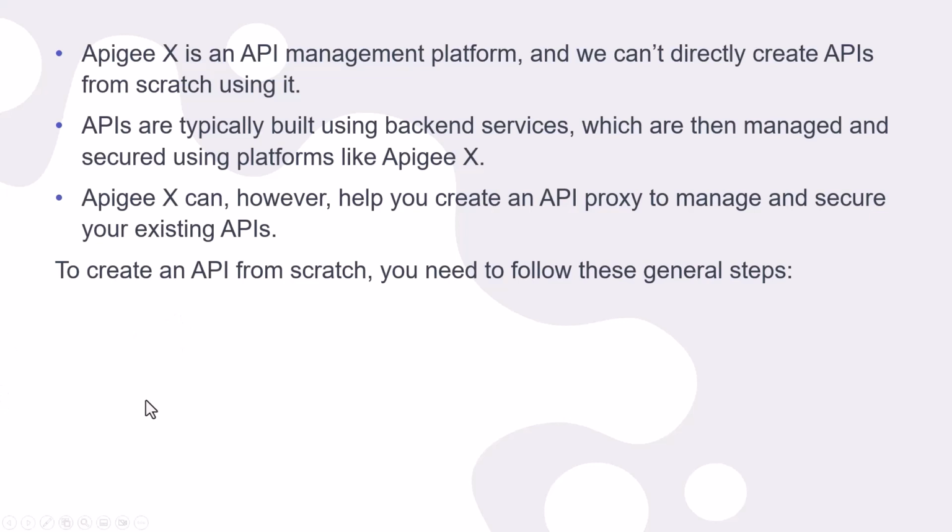So first is define the API. Here, we determine the purpose, functionality, and resources your API will provide, and design the API endpoints, request and response formats, and define the data models. And now you have to choose the technology stack. So once you have defined your goal and the API, you have to select a programming language, framework, and database suitable for your API.